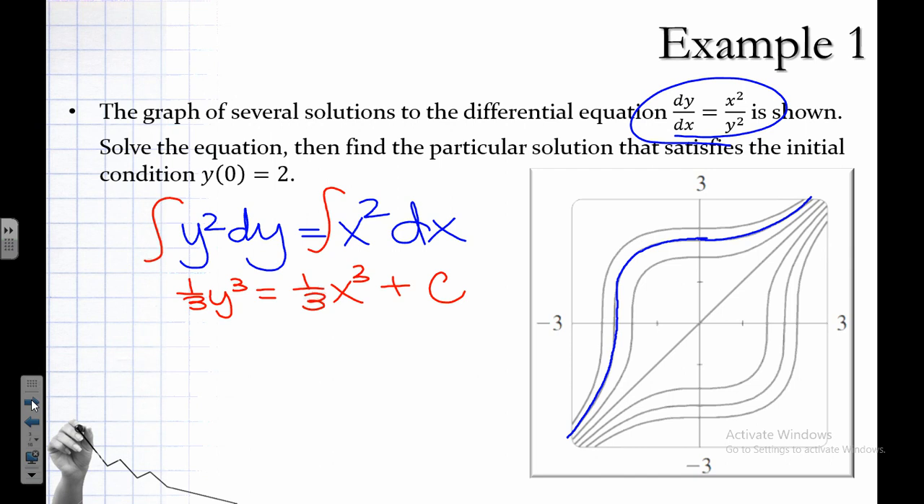All right? Thank you. So then what's our next step? I'm going to leave it as C because 3 times a constant is still C. Yes, it is a different C, but it is still a C.